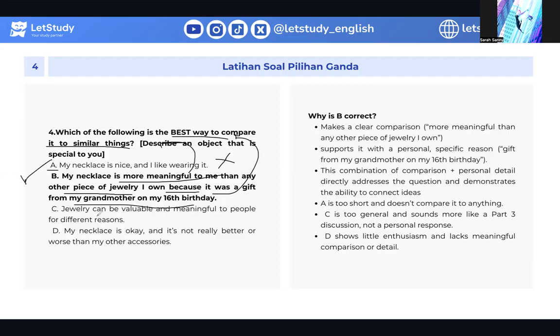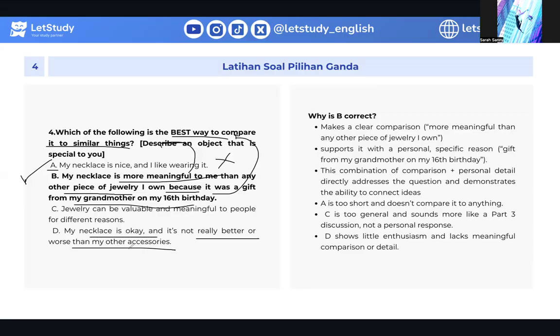Untuk C, "Jewelry can be valuable and meaningful to people for different reasons." Again, not very specific. D, "My necklace is okay and it's not really better or worse than my other accessories." Again, with D, there has to be more of an explanation. Jadi sebenarnya itu gak apa-apa, tapi harus menjelaskan like why you think that necklace is okay.